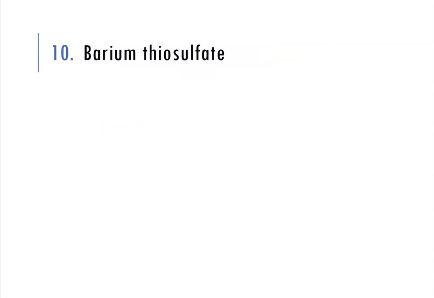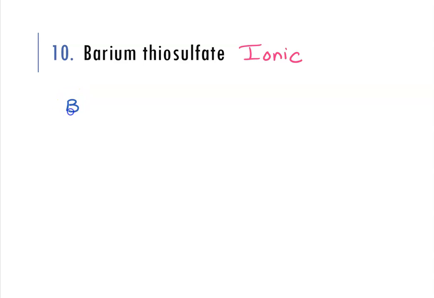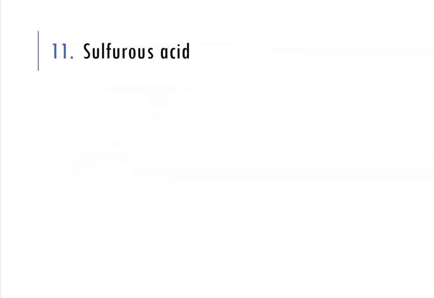Next up, barium thiosulfate, not an acid, so we check our periodic table. Barium is here on the left, which means it's a metal, which means this is ionic. Barium is in group 2, so that's a 2 plus charge. Thiosulfate ends in ATE, so it's a polyatomic ion. I check my formula sheet and I see that thiosulfate is S2O3 with a 2 minus charge. Those cancel, and I get BaS2O3. Since there is no subscript here, I don't have to put that in parentheses. If you want to, you can. Nothing bad happens. Let's do a couple more.